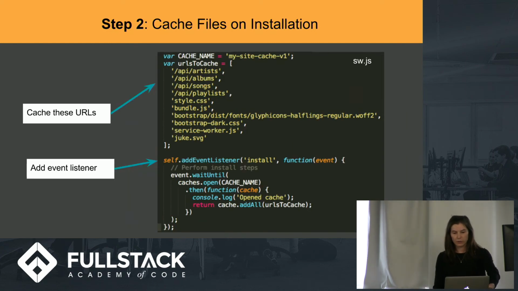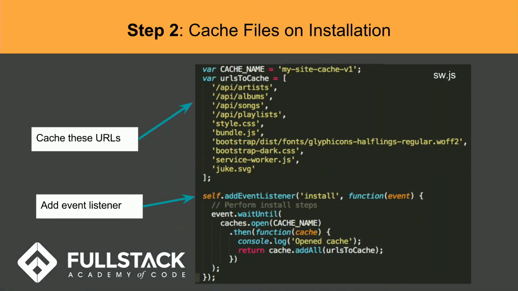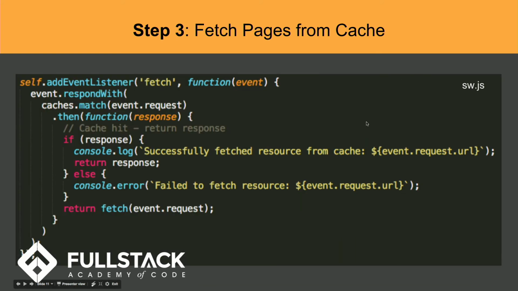And then you pick which URLs you want to cache. Let's say anything that's crucial to have when a user accesses your homepage. And when the service worker installs itself, it will cache all those URLs. And then lastly, this is the event listener that on a fetch request, will check to see if it has that resource in the cache and respond with that.